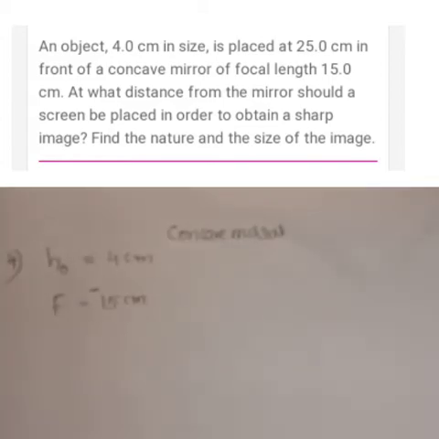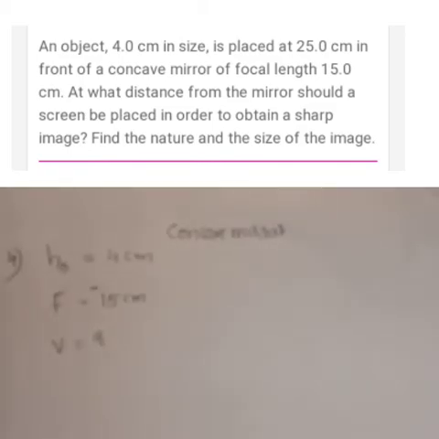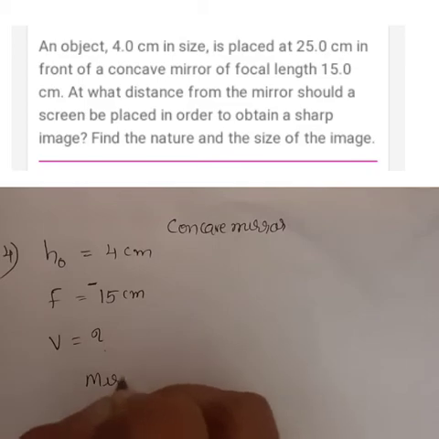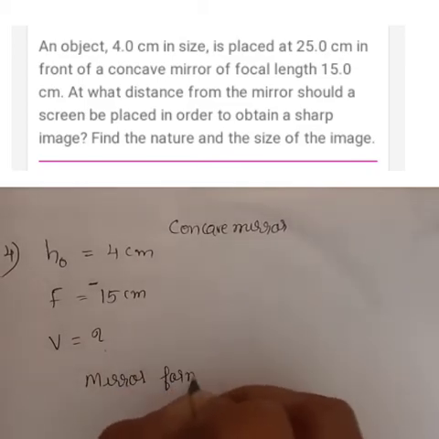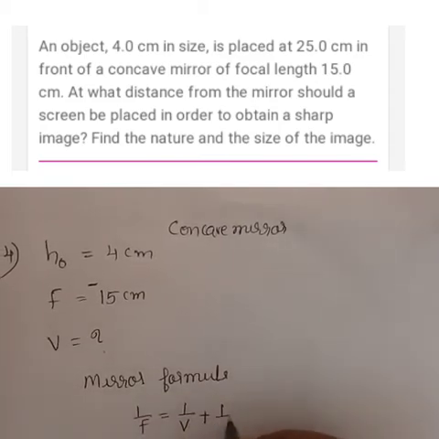At what distance from the mirror should a screen be placed in order to obtain a sharp image? So what is the thing you have to find out from this question? That is image distance. So v, you have to find out v from this question and also find the nature and the size of the image. So how can you find out v? First you have to write the mirror formula. Mirror formula is 1 by f is equal to 1 by v plus 1 by u.